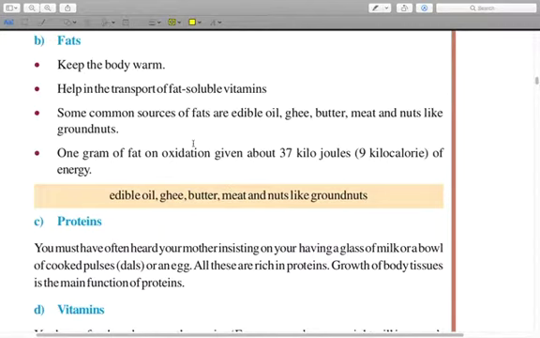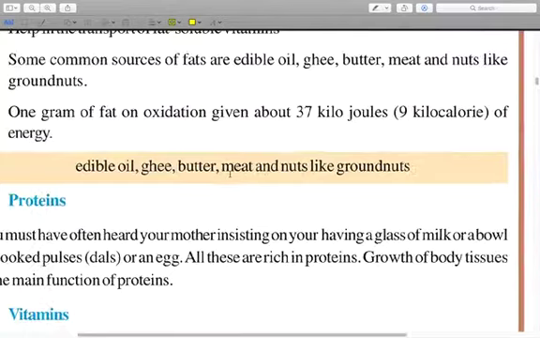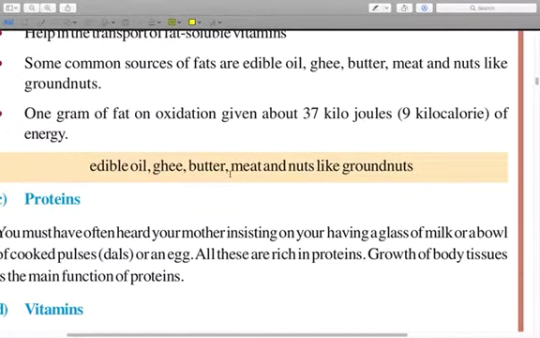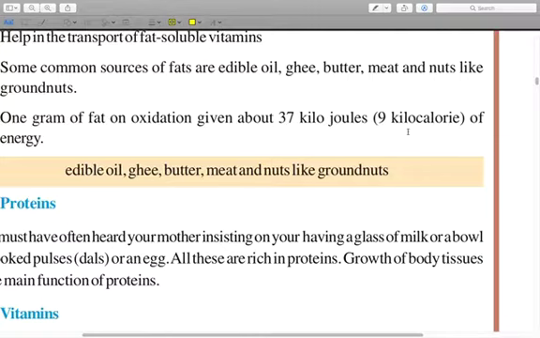And then you have some common sources of fats: edible oil, that is, oils we use in our food, ghee, butter, meat, and nuts like groundnuts. These are some sources. And regarding how much energy can be produced from fat, 1 gram of fat on oxidation, which is a process of breaking down into smaller particles or converting into energy, gives about 37 kilojoules or 9 kilocalories of energy.